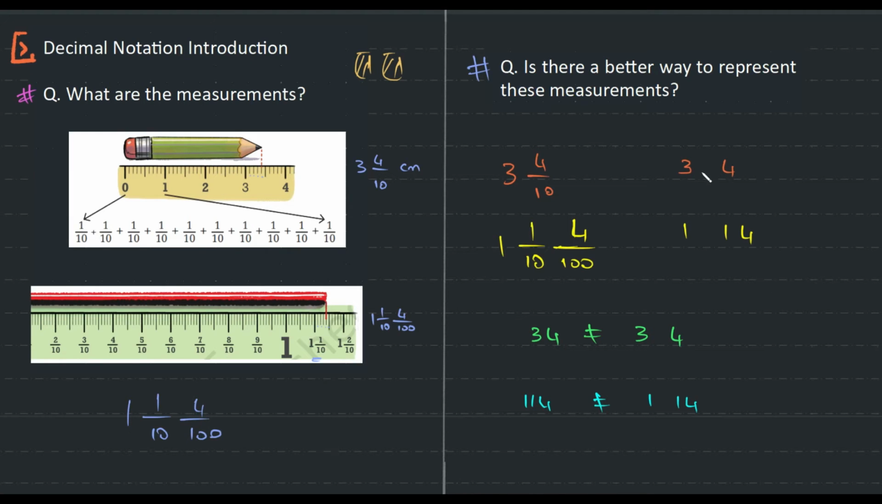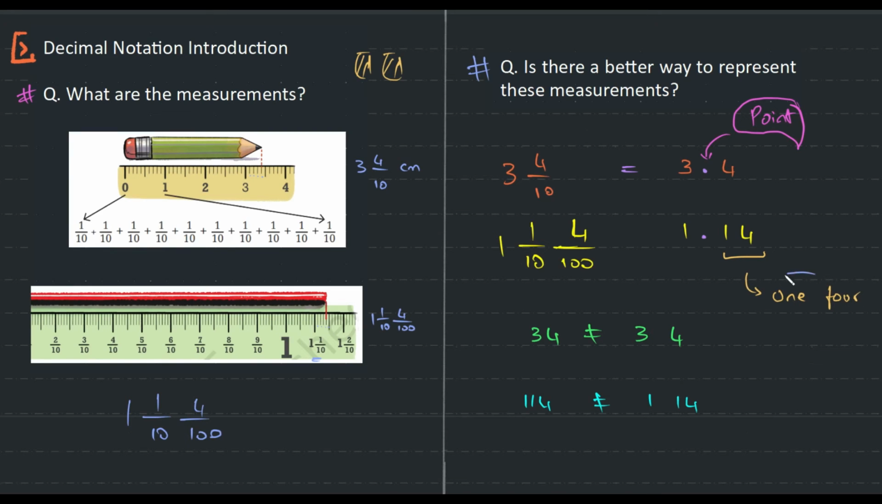It's a very simple trick using something called a point. Literally, just a dot. You just put a dot and you're done. So 3 and 4/10 is the same as 3.4. This is read as 3 point 4. And this is read as 1 point 1 4. It's very convenient to read. I'm not reading it as one hundred and fourteen, I'm reading it as 1 point 1 4.